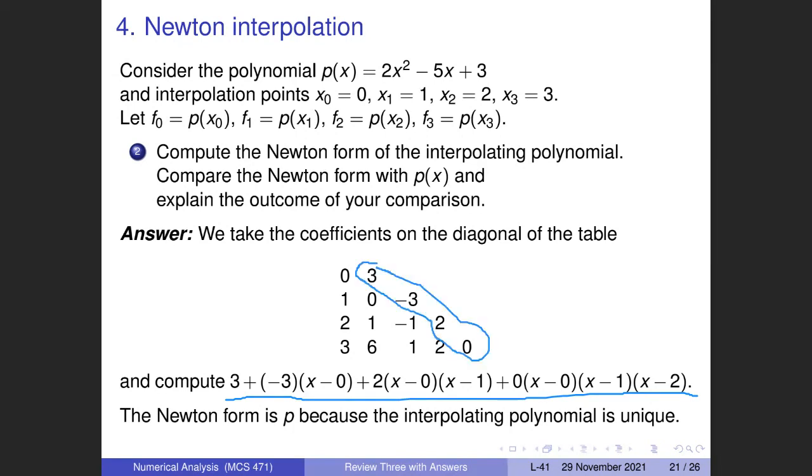So the 0 comes over here. Then we have the 2, the -3, and the 3. Why is the 3 there? Well, the 3 is there because at 0, when x equals 0, we have the constant 3.